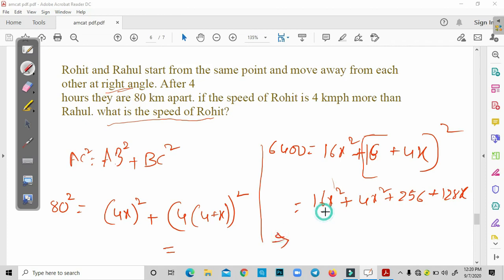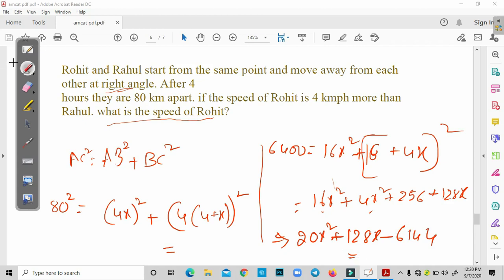Now calculate this in a single equation and you will get the value of x. 16x square and 4x square, which will be 20x square, plus 128x. Taking 6400 to this side, it will be minus 256 minus 6400, which is 6144. Now I need to solve this equation. I am going to tell you the answer, you can solve it later.